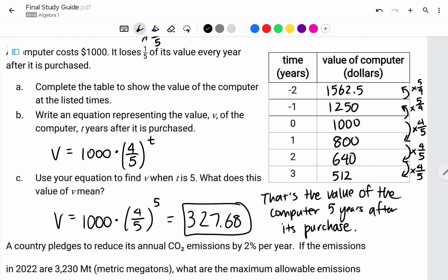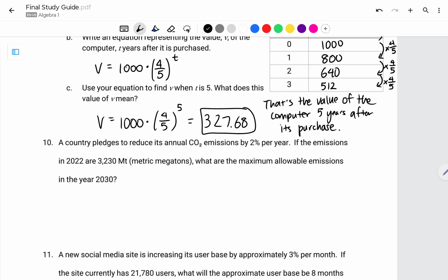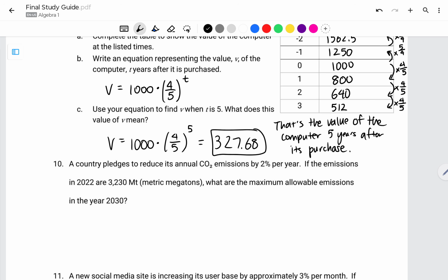Okay, here you go. A country pledges to reduce its annual CO2 emissions by 2% per year if the emissions in 2022 are 3,230 metric megatons. What are the maximum allowable emissions in 2030? It is lowering its annual CO2 emissions by 2%. Let's assume we're in 2022, it's at 3,230. What is the maximum allowable emissions in 2030? So that's 8 years after.